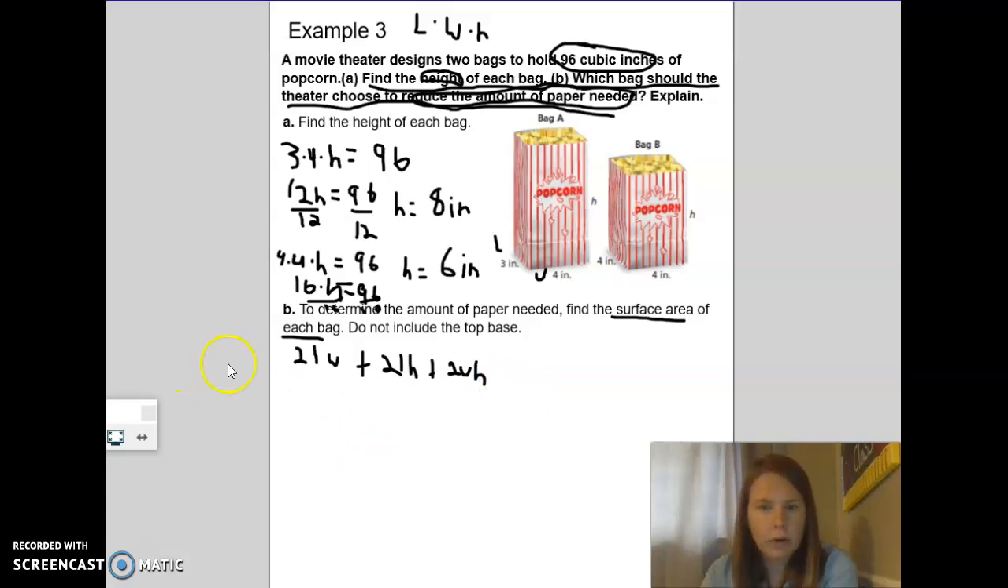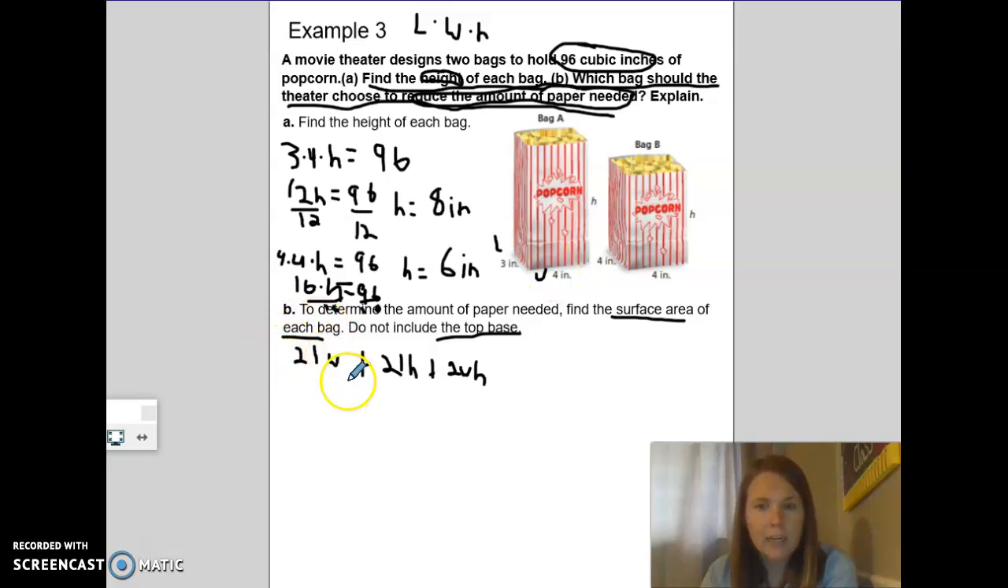Now, it doesn't matter what order you wrote those in, as long as you have those all together and you're adding them up. The biggest thing though, it says they do not include the top base. So your base measurement is going to be length times width. So in this case, it's that first one.